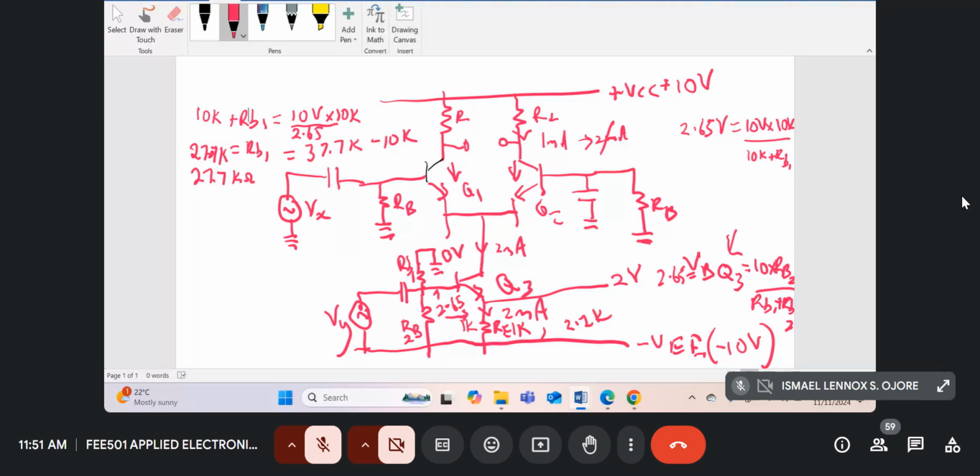Now there's no resistance of 27.7K, so which is the nearest resistance that you can get? They manufacture 22K, they manufacture 33K. So I think the nearest will be 33K. So for RB1, you can use 33K, which you can get in the lab. So it will still work.